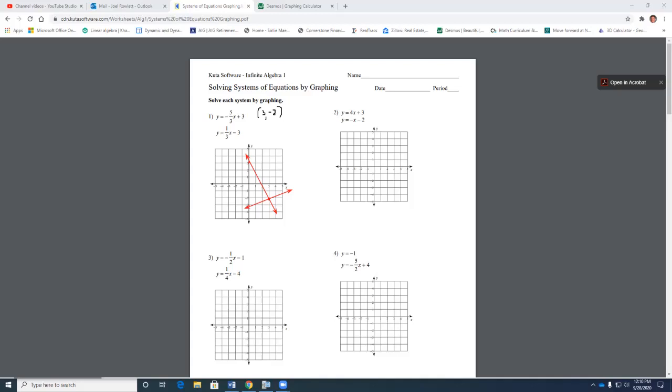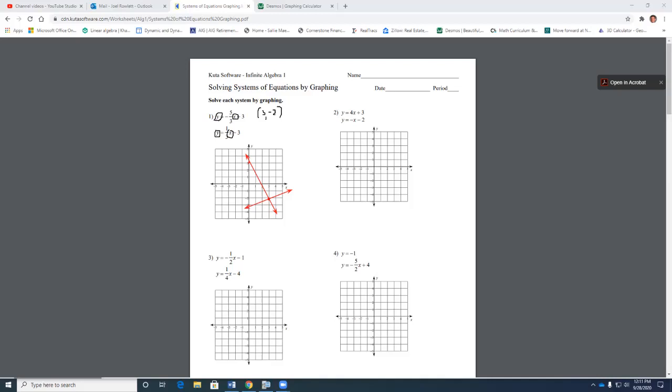And that means that if I were to plug 3 in for x here, if I were to substitute in 3 for x and solve, I would get a y value of negative 2. And that would be true for both of these. If I plug in 3 for x, then I would end up getting negative 2 for y. And you can check that on your own.